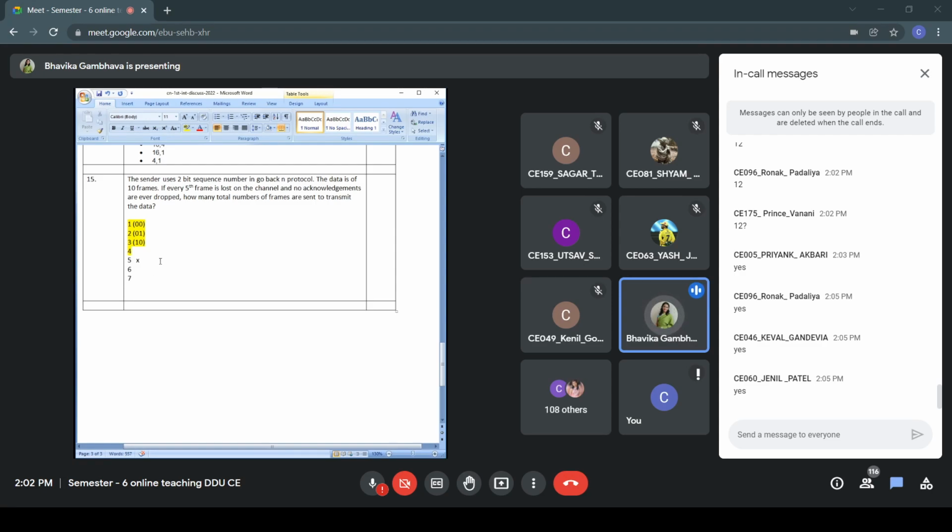Now what will happen at the receiver? 5 is lost. That means receiver is waiting for 5th frame. It will not get that. So it will keep waiting for that frame only. 6th will come correctly. But will receiver accept it? This is go back N receiver.